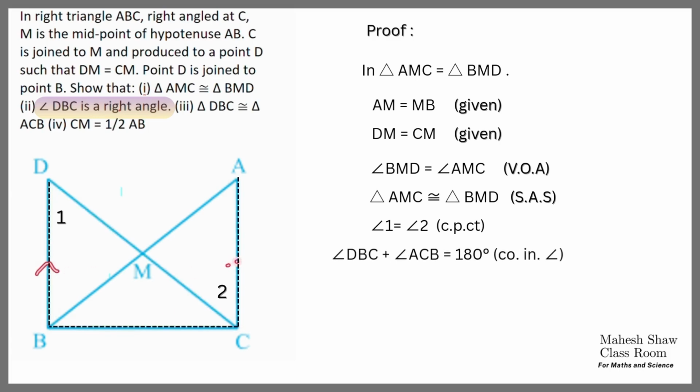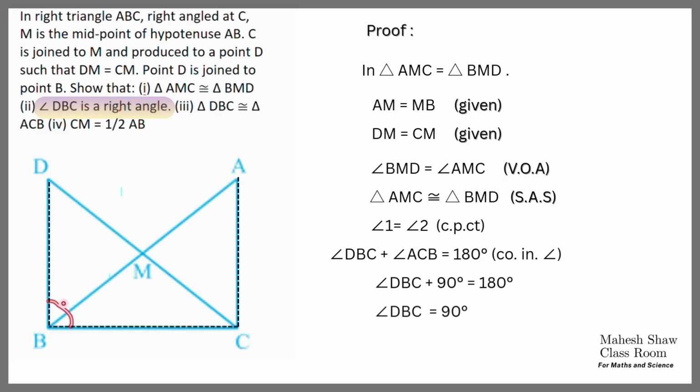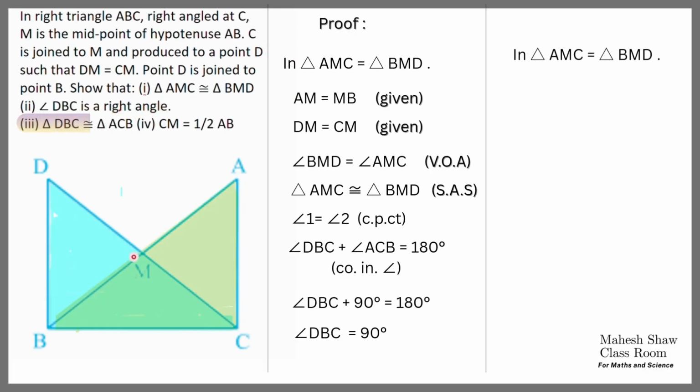Now since BD is parallel to AC and considering BC as the transversal, we can say that the sum of angle ACB plus angle DBC will be 180 degrees by the co-interior angle property. And since this angle is 90 degrees, we can say that angle DBC will be 180 minus 90, that is equal to 90. And in the third part, we need to prove triangle DBC congruent to triangle ACB.